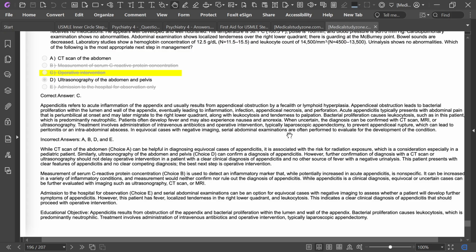Measurement of C-reactive protein is used to detect an inflammatory marker which is potentially increased in acute appendicitis. It is non-specific and can be increased in a variety of inflammatory conditions. Measurement would neither confirm nor rule out the diagnosis of appendicitis. While appendicitis is a clinical diagnosis, equivocal or uncertain cases can be further evaluated with imaging such as ultrasonography, CT scan, or MRI.